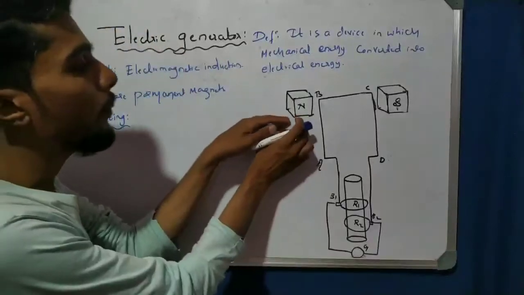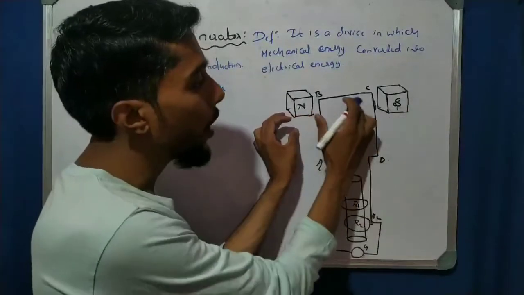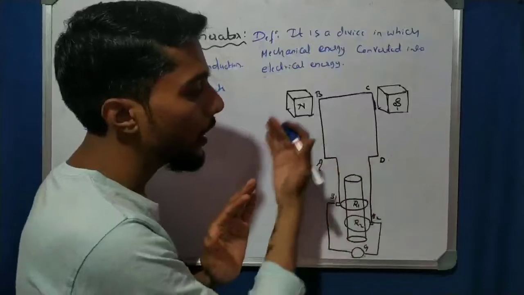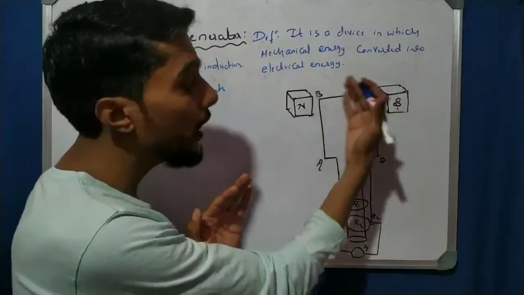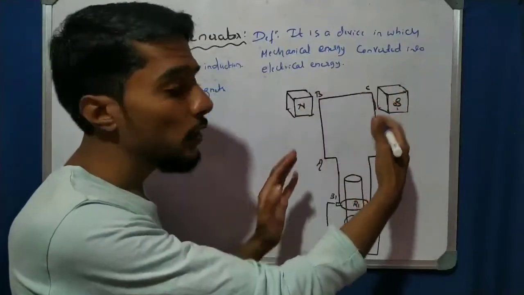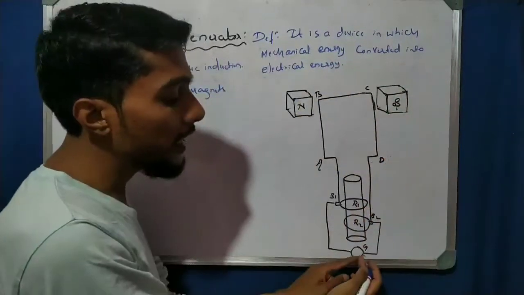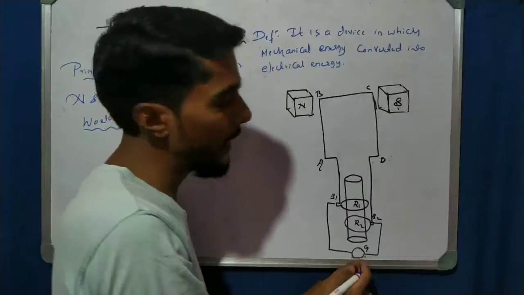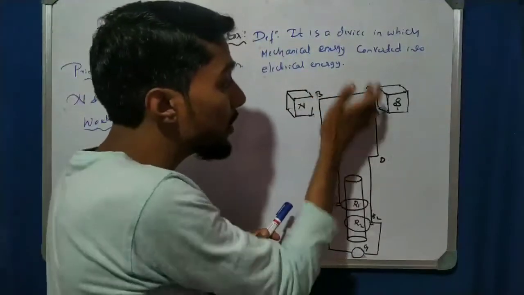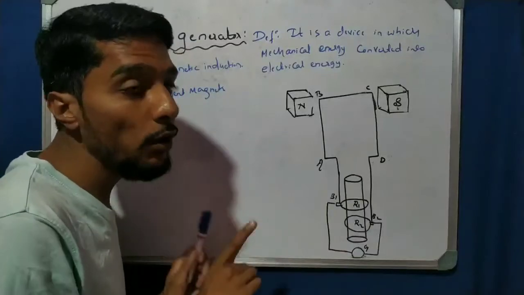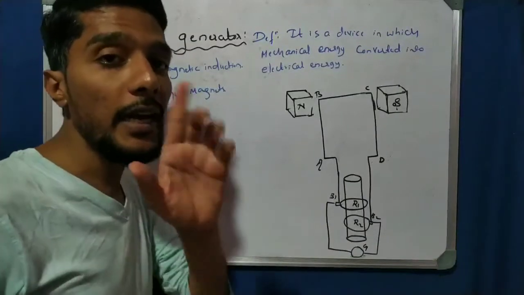Now the permanent magnets are fixed, and the coil ABCD is rotated. If it is rotated, current starts flowing in the ABCD coil. This current is detected by the galvanometer. It is called induced current. Now in which direction does the current flow, ABCD or CDBA? We find that out using the Fleming right hand rule.